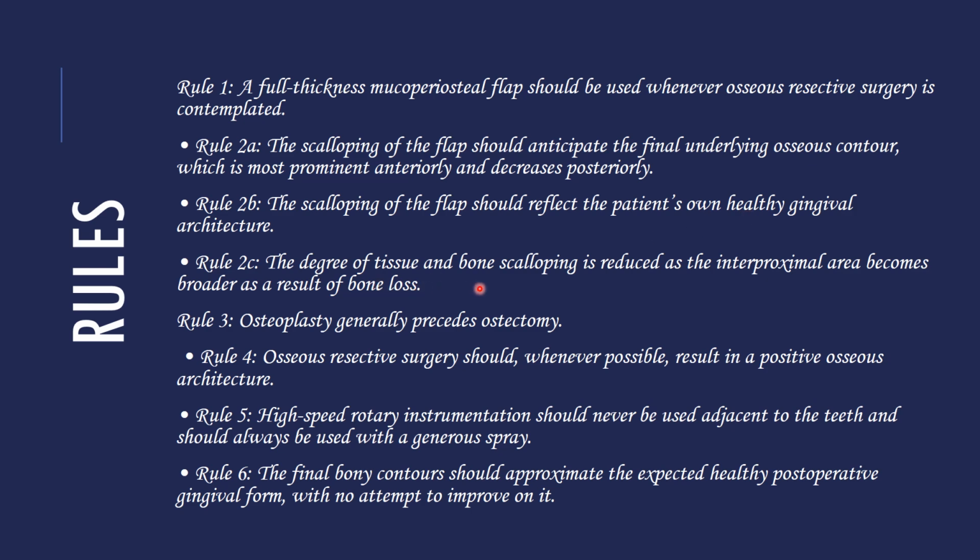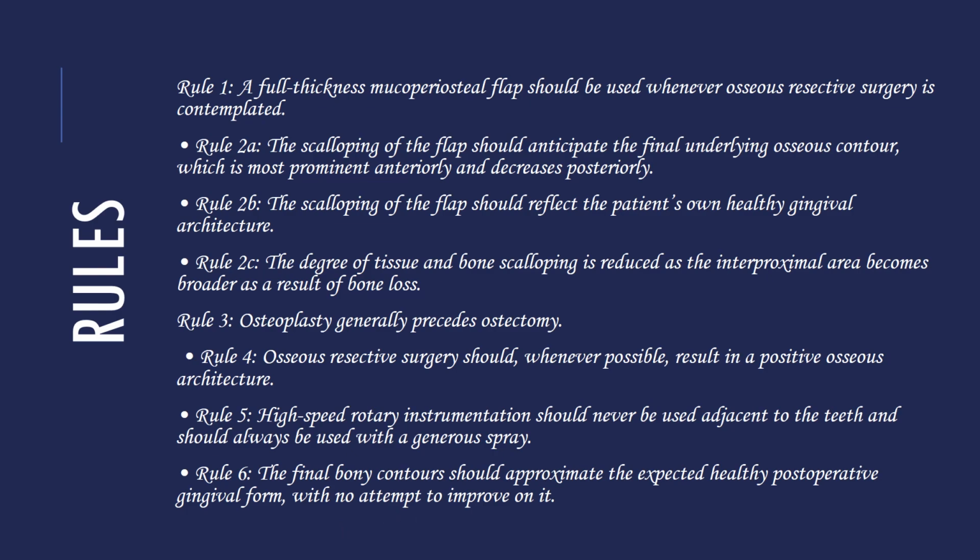The degree of tissue and bone scalloping is reduced as the interproximal area becomes broader and as the area of bone loss increases. Rule 3: Osteoplasty generally precedes ostectomy. Osseous resective surgery should, whenever possible, result in a positive osseous architecture. High speed rotary instrumentation should never be used adjacent to the teeth and should always be used with a generous spray. The final bony contour should approximate the expected healthy postoperative gingival form with no attempt to improve on it.